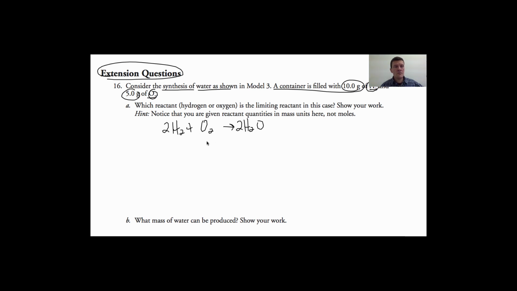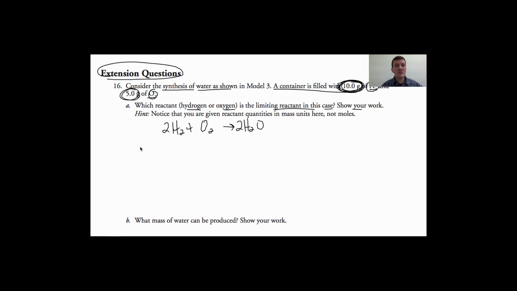Which reactant, hydrogen or oxygen, is the limiting reactant in this case? Show your work. All right, notice that we are given masses here. We're not given moles. Be very, very careful here. This is 10 grams. This is 5 grams.